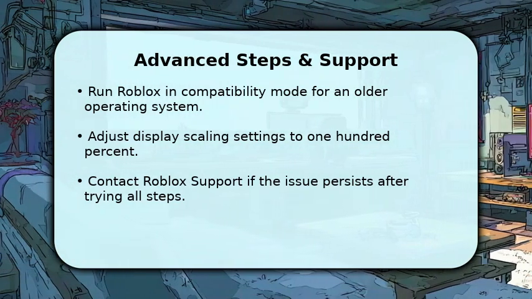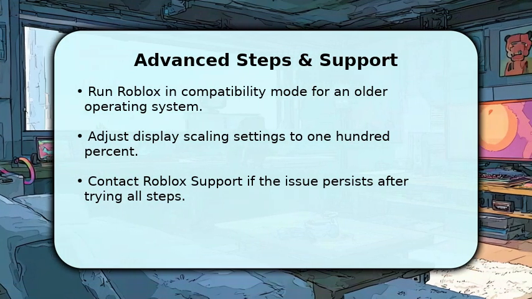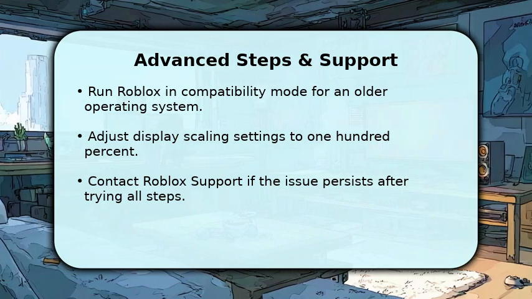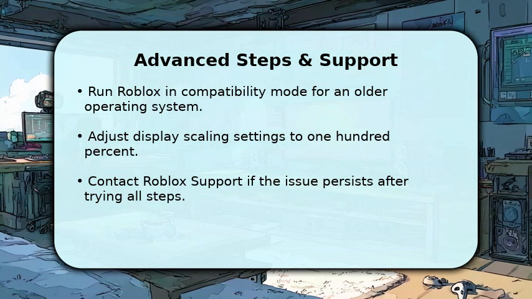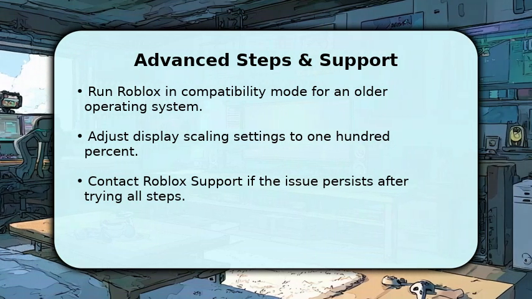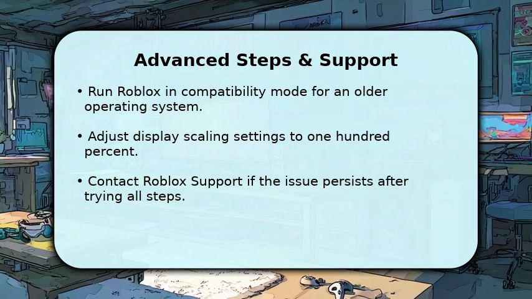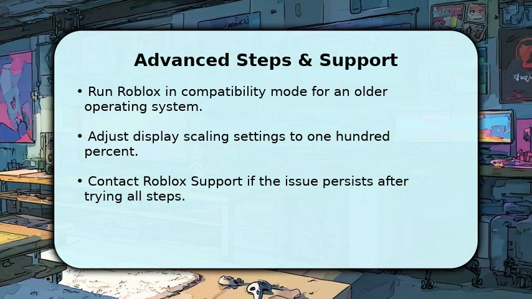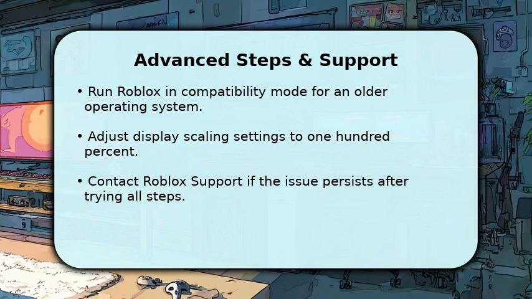You can try running Roblox in compatibility mode for an older operating system, like Windows 7 or 8, by right-clicking the executable. Also, adjust your display scaling settings to exactly 100%, as higher scaling can sometimes cause visual glitches or compatibility problems. If all these steps fail, don't hesitate to contact Roblox support. They can provide personalized assistance and deeper insights into your specific situation.